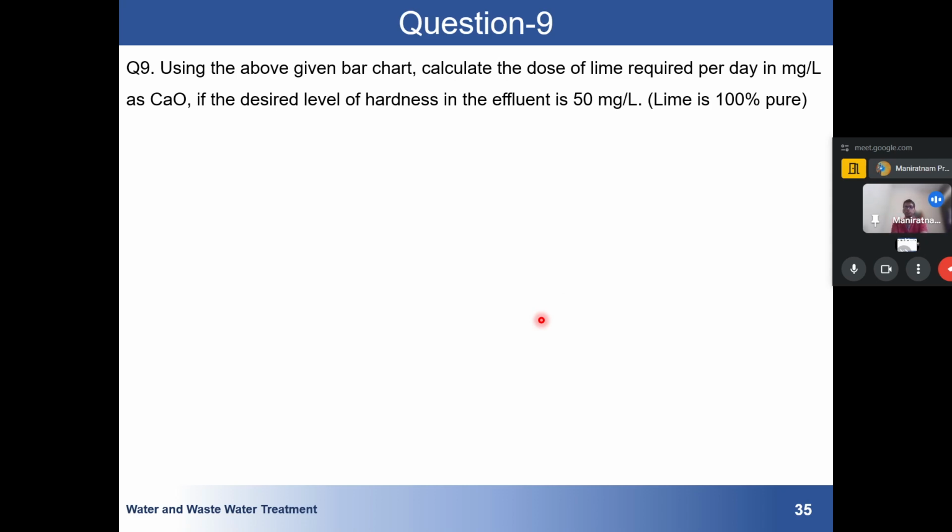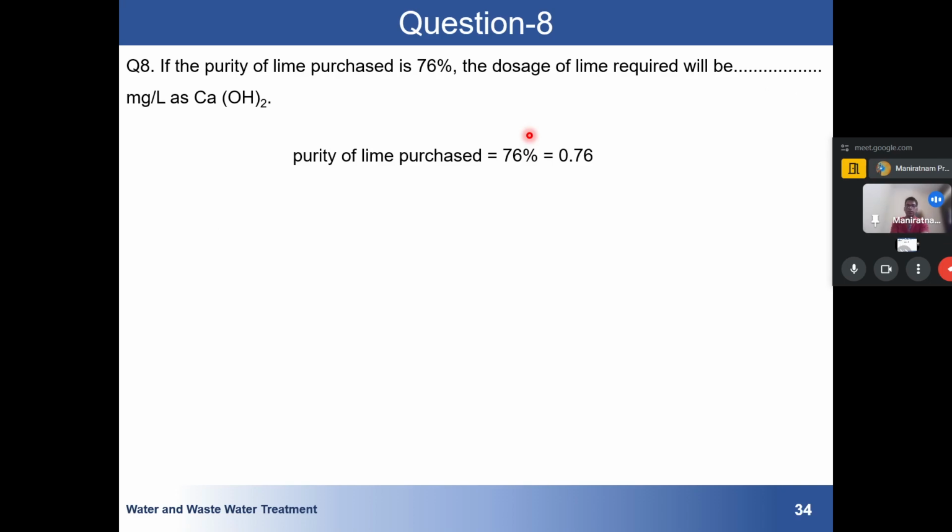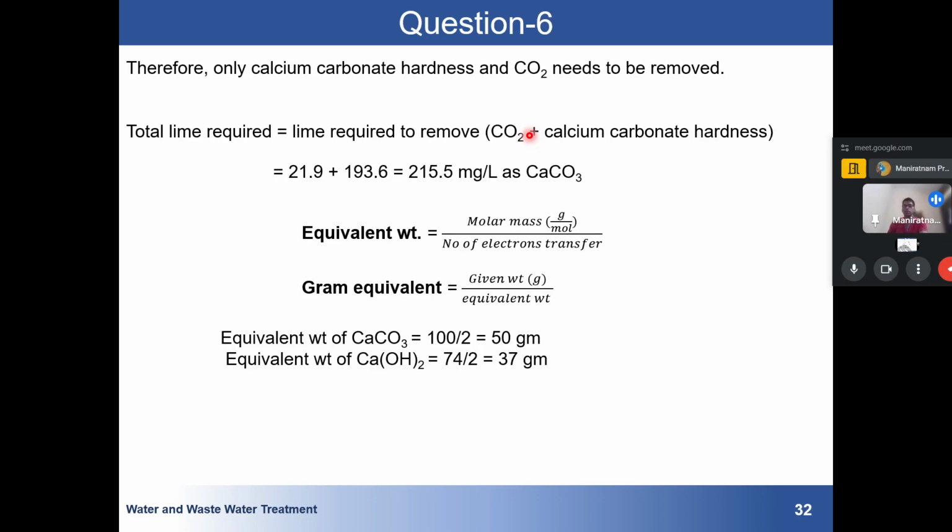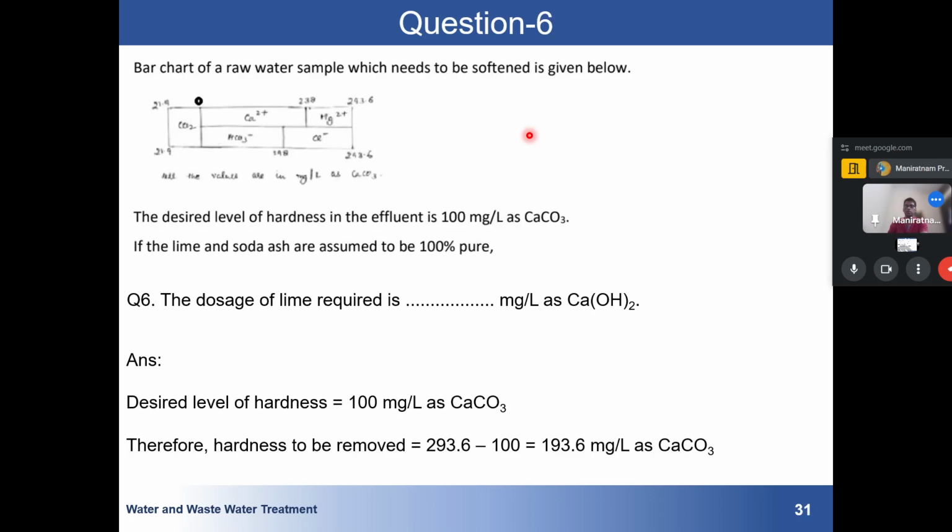The second question is, using the above bar chart, calculate the dose of lime required per day if the desired level of hardness is only 50 milligram per liter. Now see, they have said that instead of 100 milligram per liter, the desired amount is 50. So initially 293 is there.